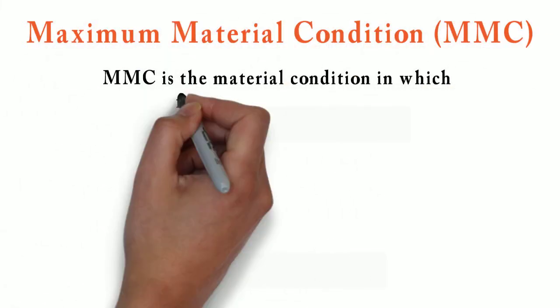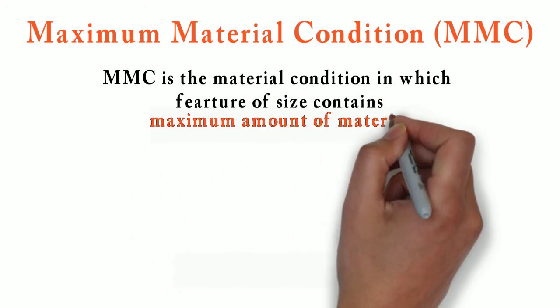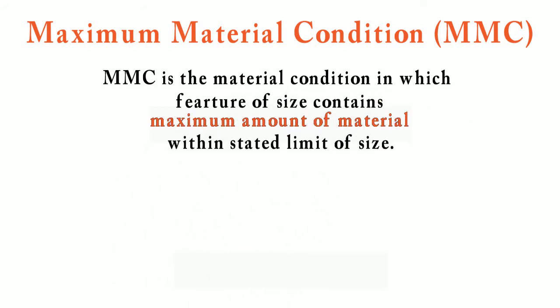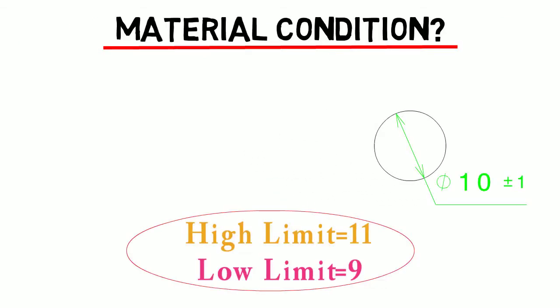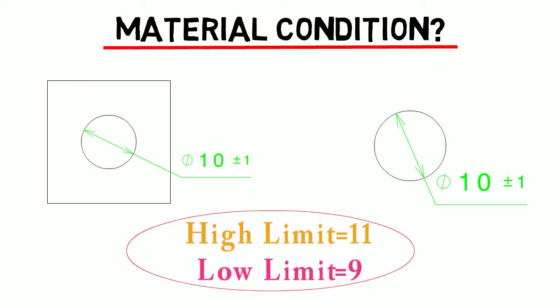Now what is MMC? MMC is a material condition in which feature of size contains maximum amount of a material within the stated limits of a size. Consider shaft again with 10 mm diameter plus or minus 1 tolerance and block with a hole of 10 mm size and plus or minus 1 tolerance. So in case of a shaft there are two limits. High limit is equal to 11 mm and low limit is equal to 9 mm. In case of hole, high limit is 11 mm and low limit is 9 mm.